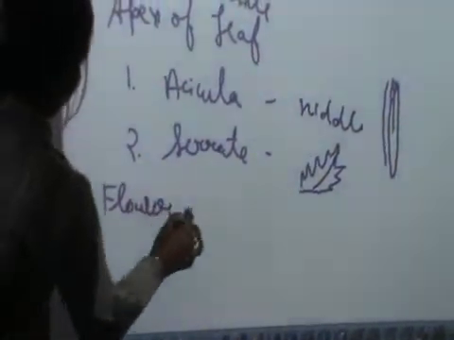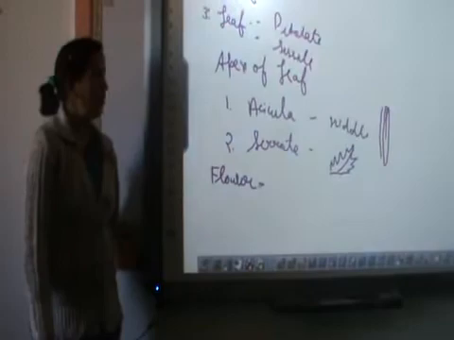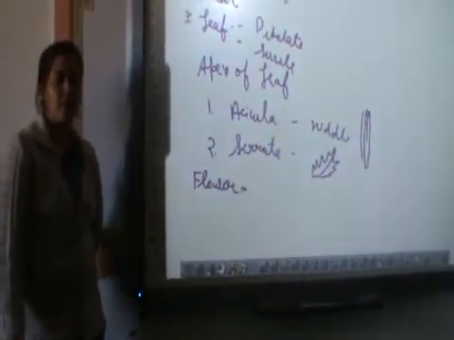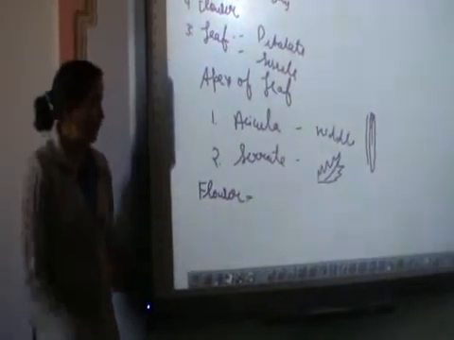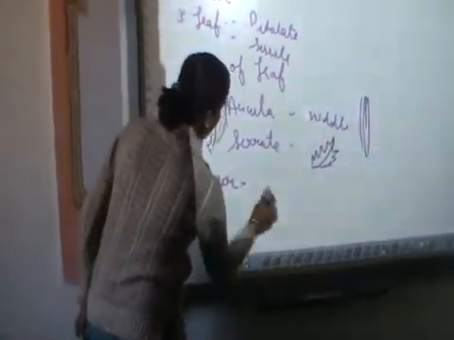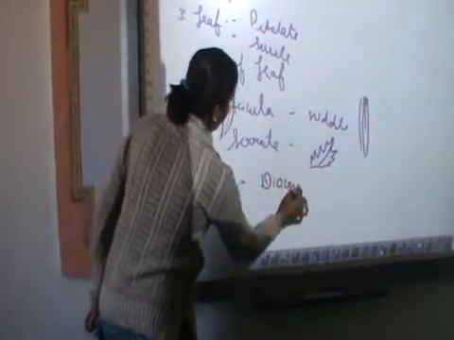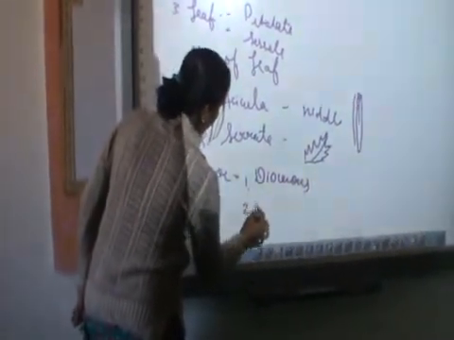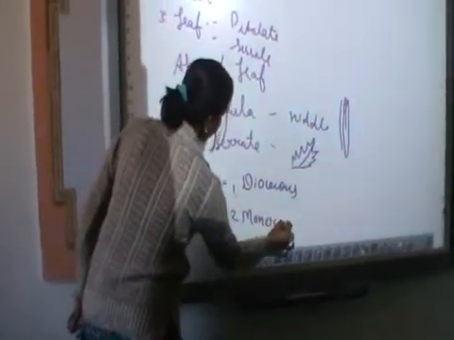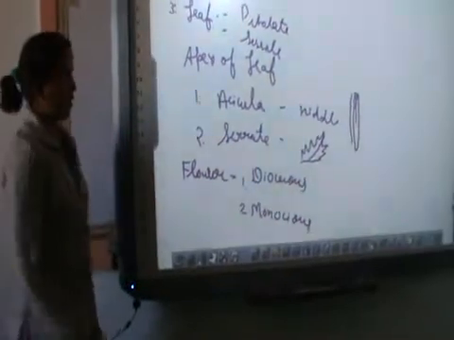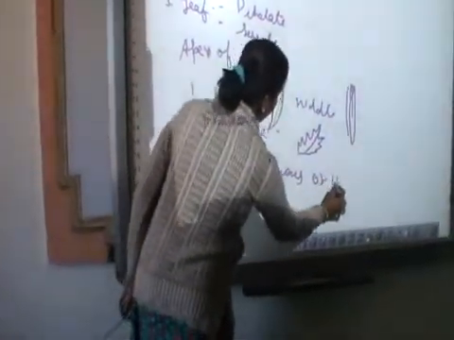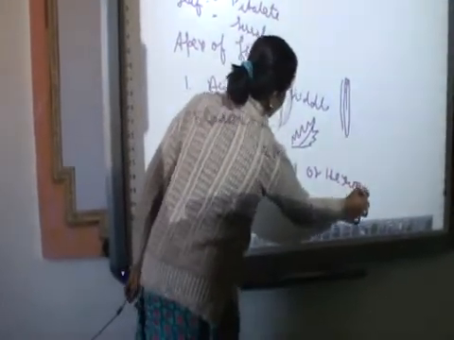Now we will study the flower. If the male flower and female flower are present on the same plant, it is a monoecious plant. If the male flower and female flower are present on different plants, it is a dioecious plant, which is unisexual. Dioecious and monoecious. Hermaphrodite is also called bisexual.